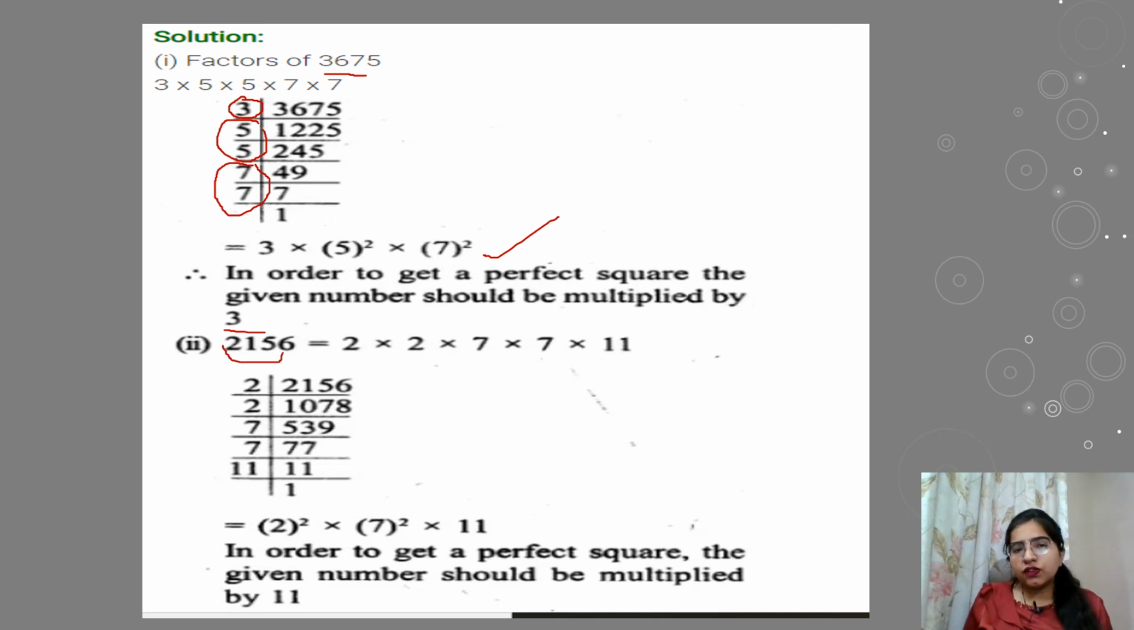2156. Okay, 2156 can be written as 2 into 2 into 2 into 2 into 7 into 7 into 11. Here the pairs are 2 into 2, 1 pair, 7 into 7, 1 pair, 11 is alone. So you have to multiply by 11 to make it a perfect square. Clear all of you? Easy, no? Two simple exercise, right? Next.